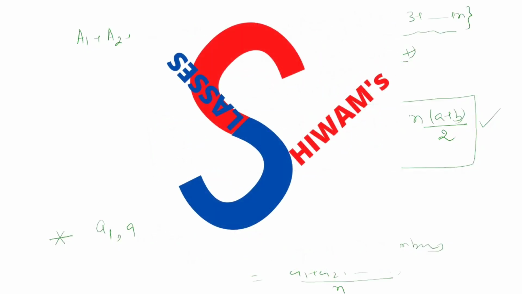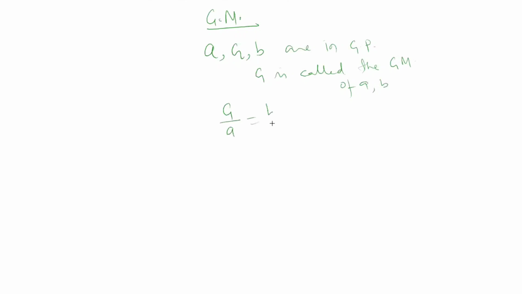Now, finally, they are talking about geometric mean. In the same way, if you have two numbers A and B and you insert a number G in between, and they are in GP, then G is called the geometric mean. And as they are in GP, you can say that G by A should be equal to B by G, because the common ratio should be equal.